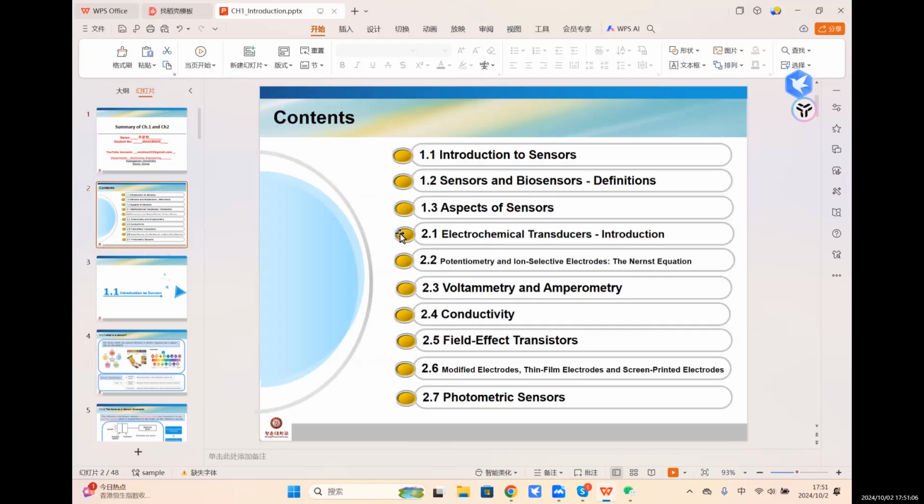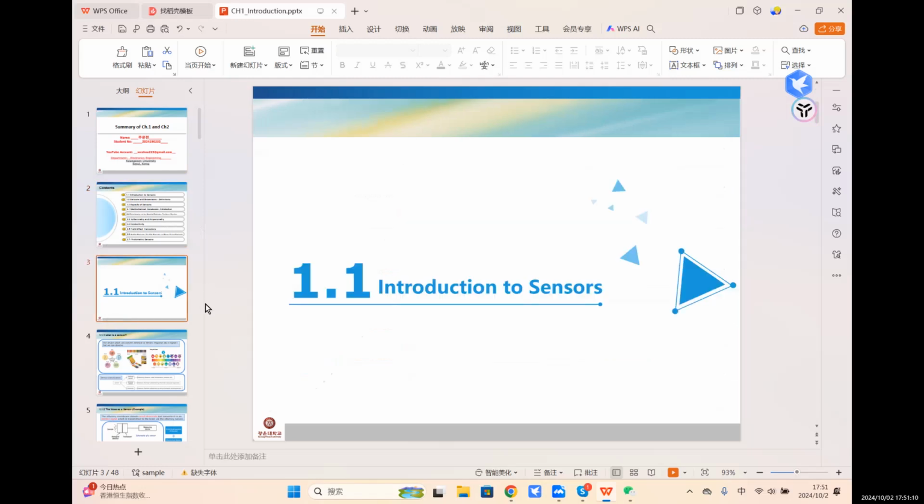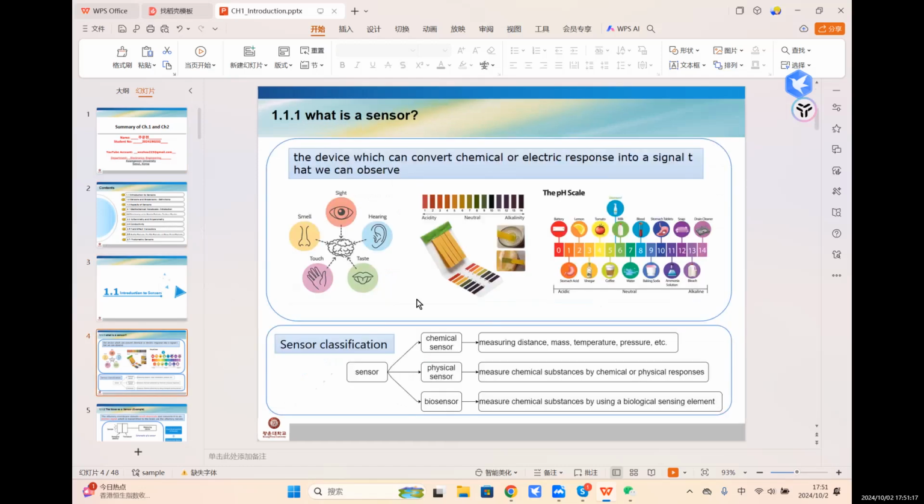As you can see, there are so many titles. So at first, this is the first title, Introduction to Sensors. So what is a sensor? The device which can convert chemical or electric response into a signal that we can observe.